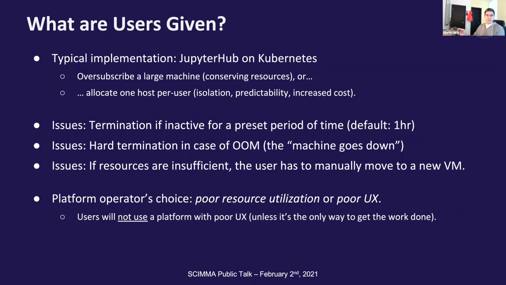And if resources are insufficient, then the users have to manually shut down the notebook and move to a larger machine, right? So how is the user going to defend against that? No matter what they're doing, they're not going to start with the smallest machine, but with a large machine, because you start small and then things grow larger. So why not? And that's a problem from the point of view of the operator because it costs money to run large machines. So the platform operator's choice becomes either poor resource utilization or poor user experience.